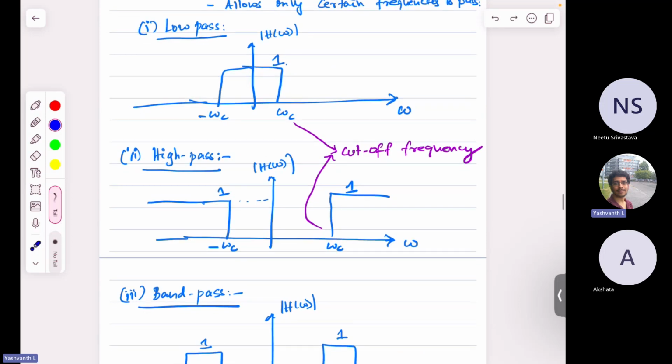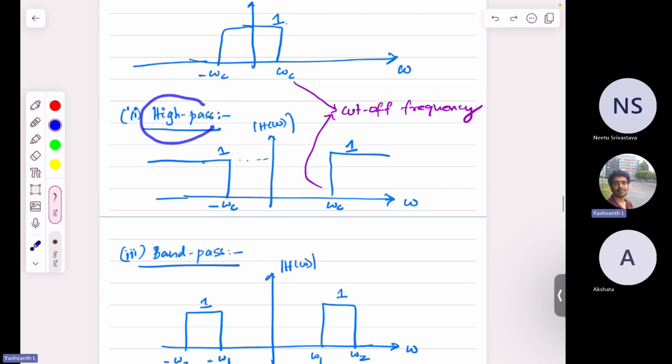Now, contrarily, the other filter is called the high pass filter. It doesn't allow any low frequency components to be present in your output signal. Only high frequency components will be present. It will look something like this. Between minus omega c and plus omega c, the frequency response of the system should be 0. Everywhere else it should be 1. Such kind of systems are called high pass filters.